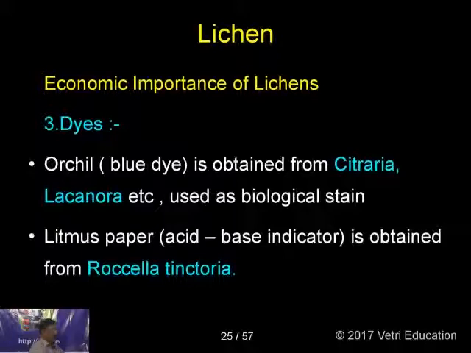Another one is very important, the litmus paper. Generally the litmus paper is used in the chemistry lab to change acid to base and base to acid. That is obtained from the lichen Roccella tinctoria. Tinctorius means blue color. So we can get a blue color from this litmus, Roccella tinctoria, used as an acid base indicator.